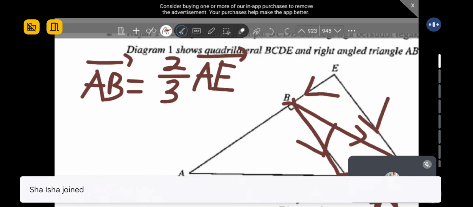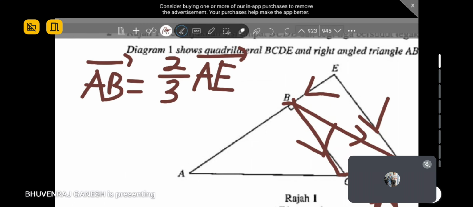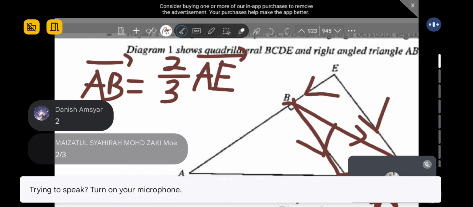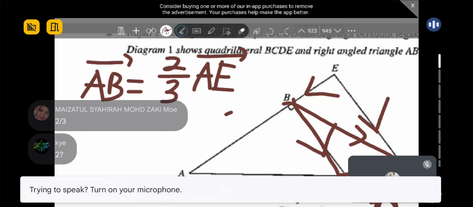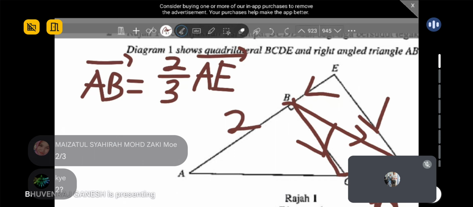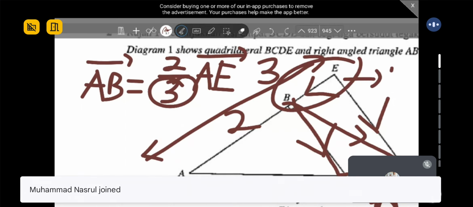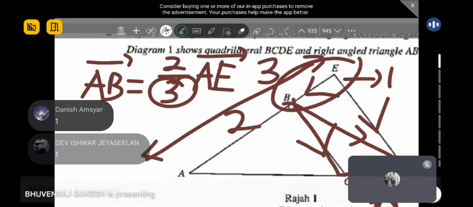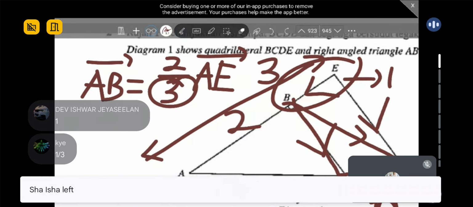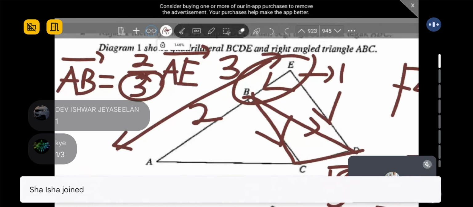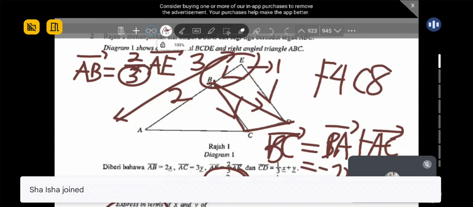AB ambil berapa bahagian daripada nisbah ni? May I know how many parts AB take? Yes, okay, AB akan ambil 2. Okay, so AE ambil 3 kan? Because total here is 3. Am I right? So means that BE ambil berapa, guys? 1. Am I right? 3 minus 2, you get 1.